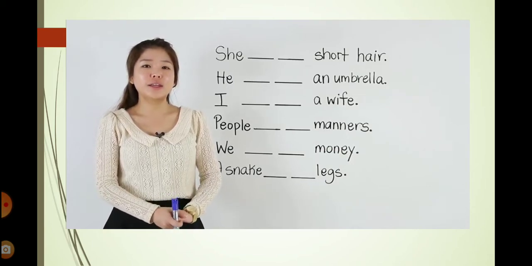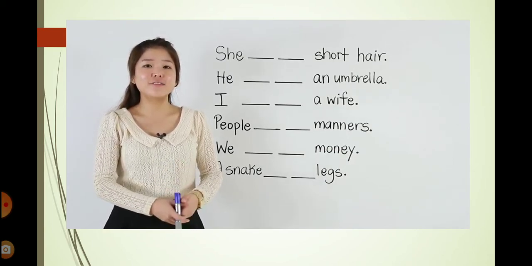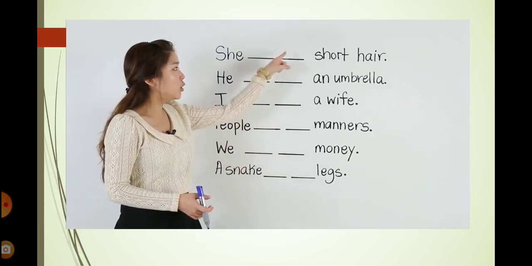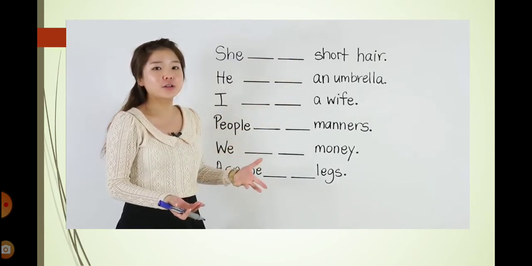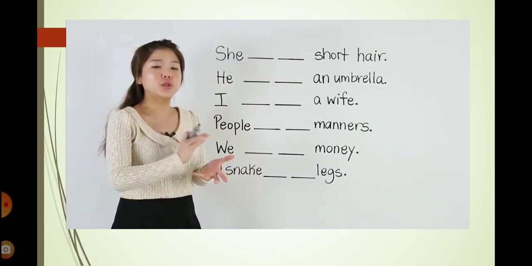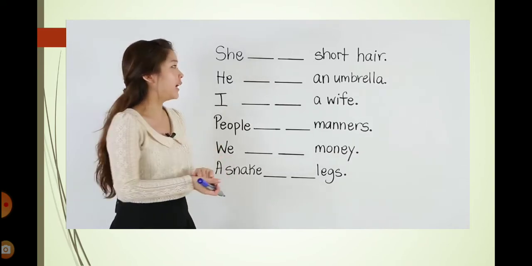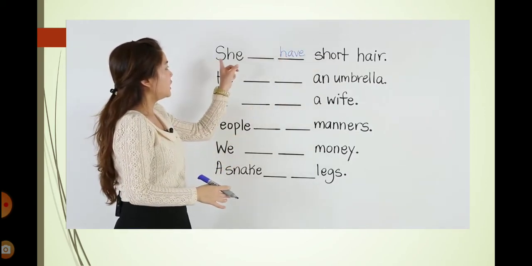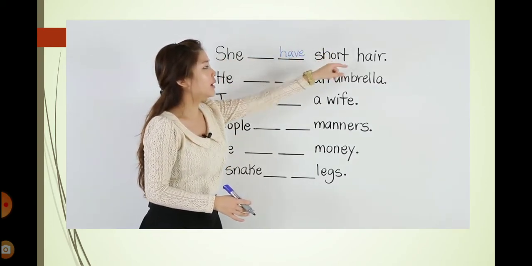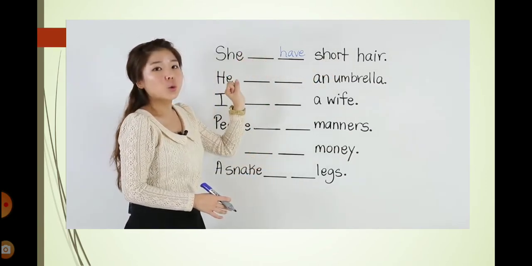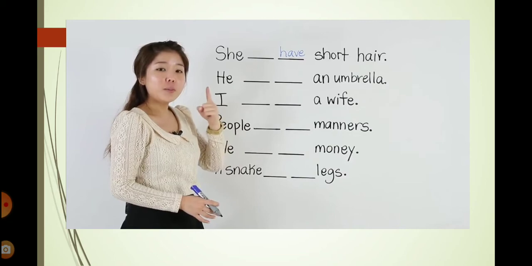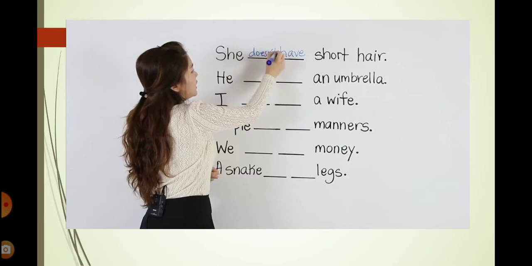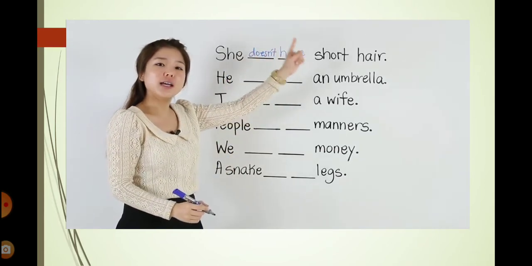Okay, now let's try this practice with the negatives doesn't have and don't have together. Now this is a little easy because we know that the second word is have. All you have to think is, should we use doesn't or don't? Okay, so I'm just gonna put have here first. Okay, she, blank, have short hair. Should we use don't or doesn't? If you remember, for she, we use doesn't. She doesn't have short hair.